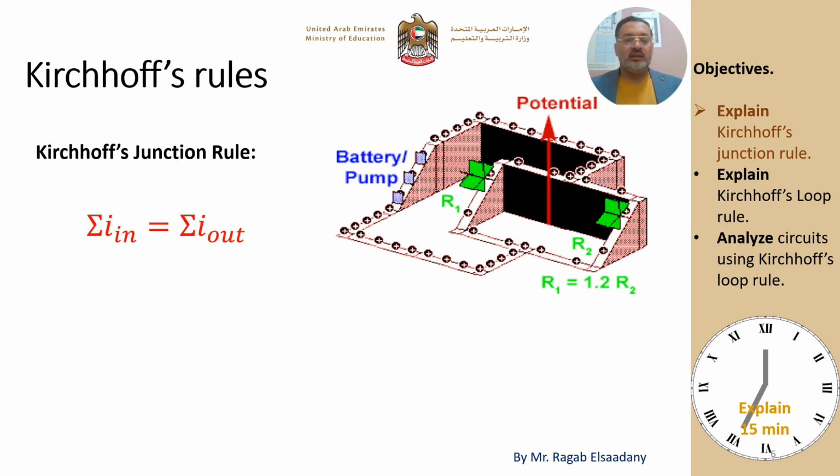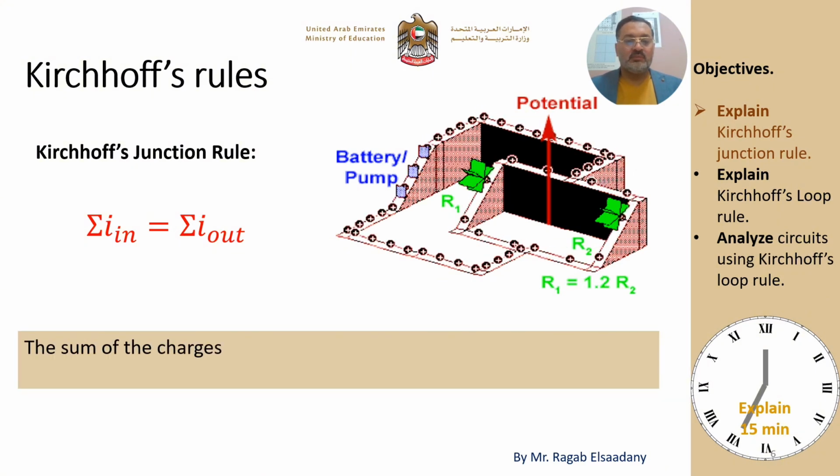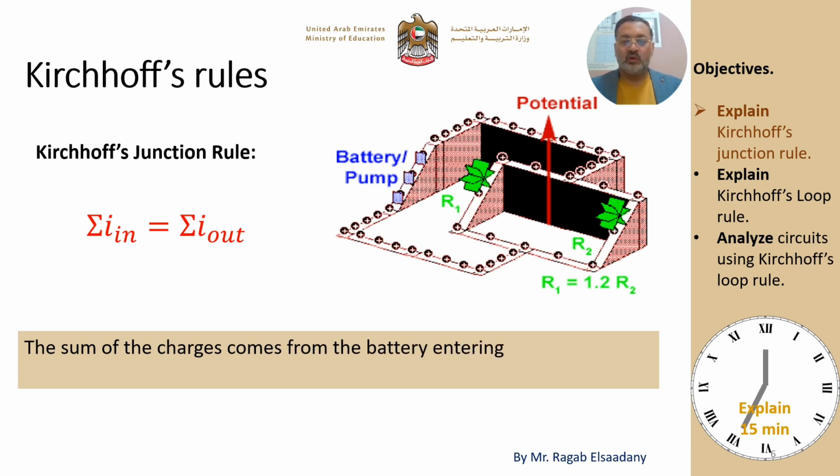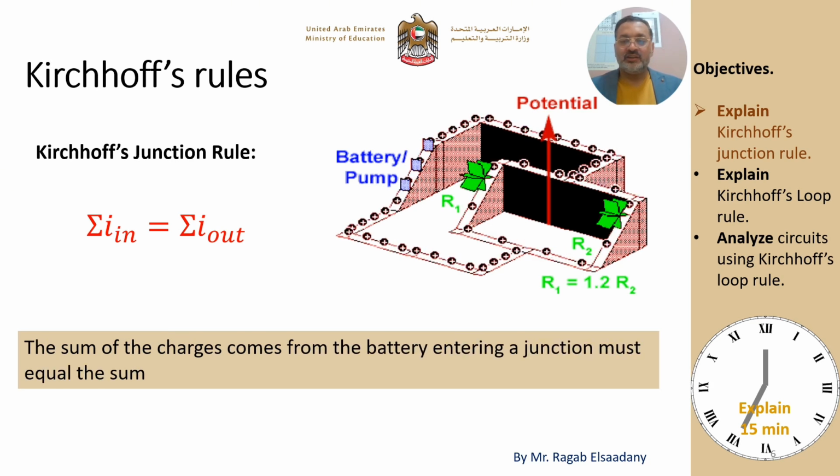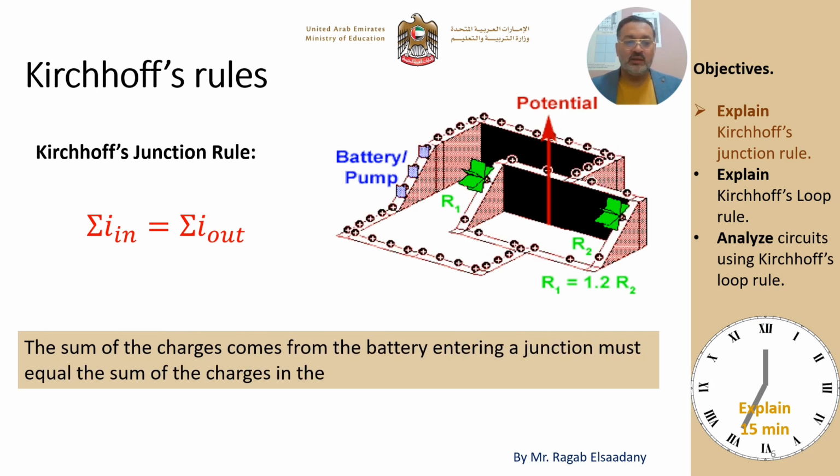Sigma I in equals sigma I out. That means the sum of the charges coming from the battery entering a junction must equal the sum of the charges in the two branches.